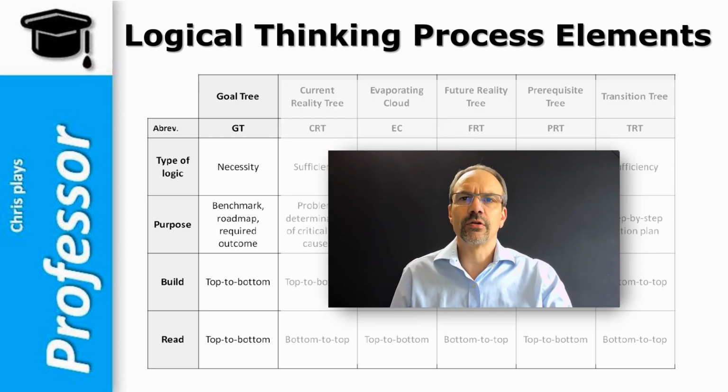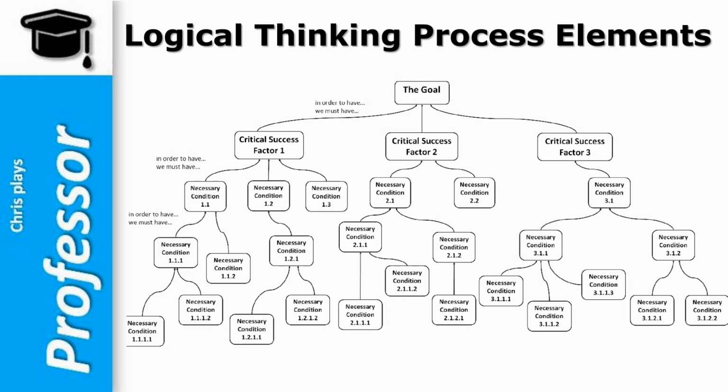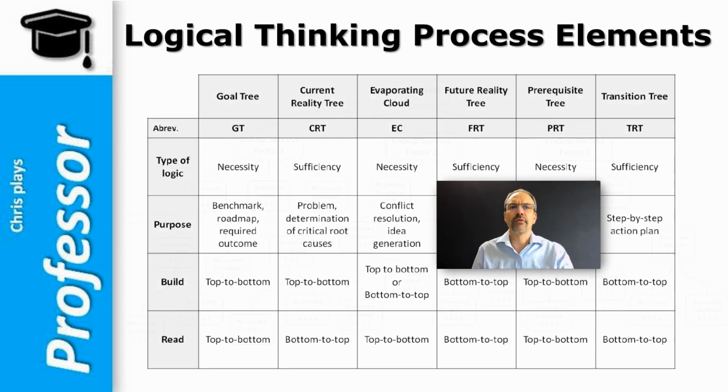The first of them is the goal tree. It is necessity-based. We use it to identify and list all necessary conditions for achieving a goal. It can do a lot more than this, but for the time being, keep this in mind. We build it top-down, from the goal to achieve on the top to the first necessary conditions at the bottom. We read a goal tree bottom-up, as all the necessary conditions must be fulfilled layer after layer until achieving the goal.